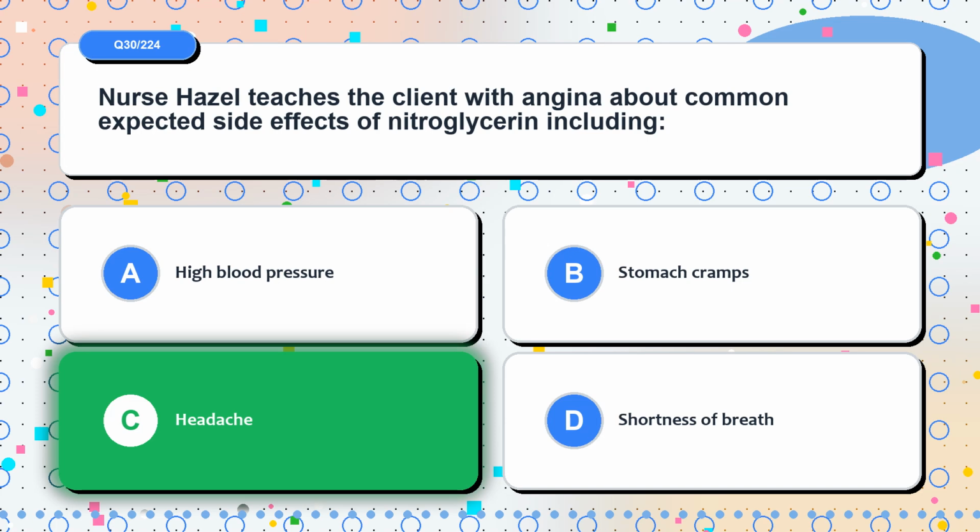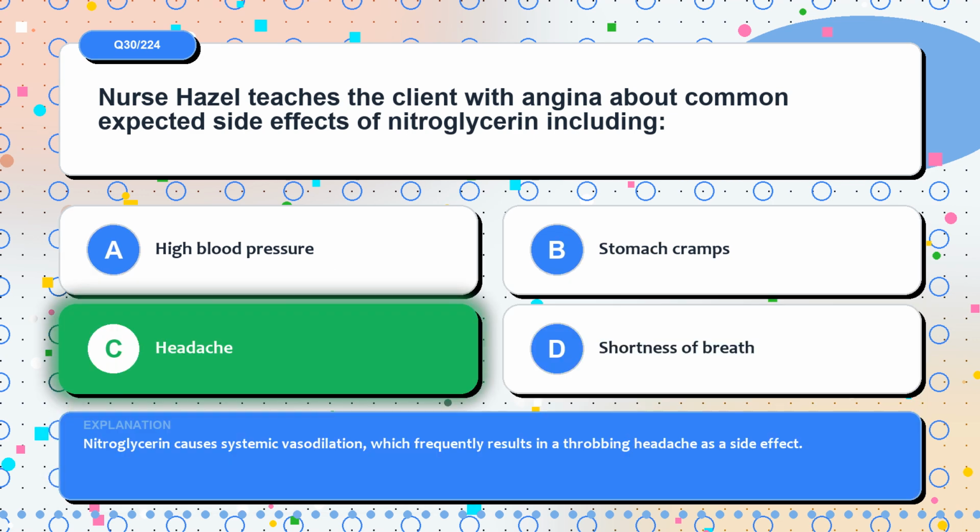The correct answer is option C. Headache. Nitroglycerin causes systemic vasodilation, which frequently results in a throbbing headache as a side effect.